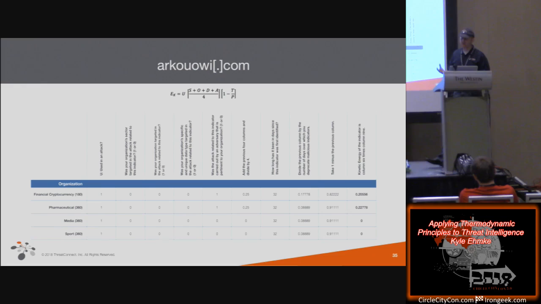So for the Arkawi.com domain, it was identified in an APT-10 operation. That adversary has previously targeted financial and pharmaceutical organizations, so it is a pertinent adversary for them. Thus, the 1 in the A variable for those organizations. So after applying deprecation based off of today's date, these are the kinetic energies, and I'll show a better slide later that shows those a little bit better.